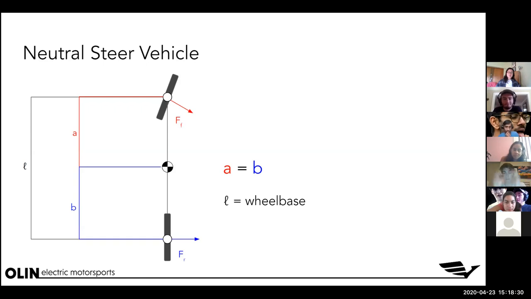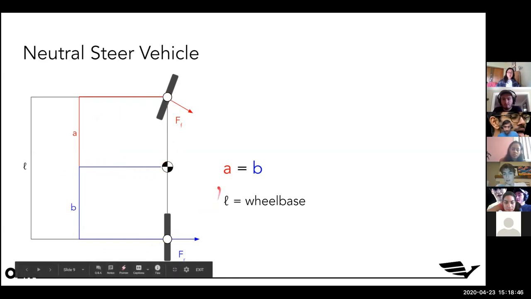Okay, the first case we're going to talk about is the neutral steer vehicle. And the key feature in a neutral steer vehicle is that the distance between the wheels and the center of mass are equal to one another. That is to say, this distance A is equal to this distance B. And like I said before, L is just called the wheelbase. Okay, any questions?